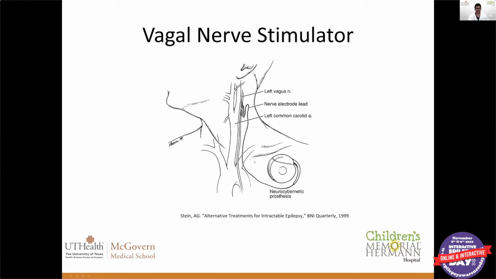The generator, or battery pack, is put in underneath the clavicle on the left side in a variety of different incisions, and then it's connected to an electrode that is wrapped carefully around the vagus nerve, which lives between the carotid artery and the jugular vein.